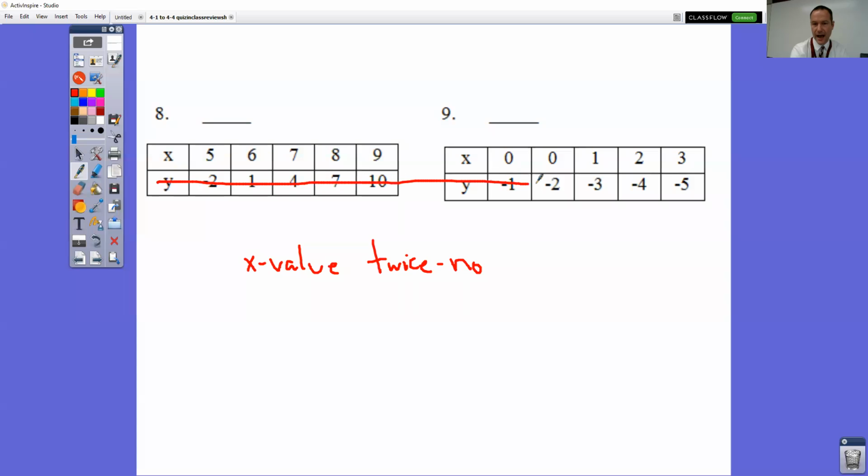So in these two, you're not looking at your Y values at all. All we're looking at are our X's. 5, 6, 7, 8, 9. All of them are different. So number eight is a yes. In question number nine, you have a 0 and a 0. You have two X values that are the same. Therefore, number nine is no. So that's what your first nine questions will look like on your quiz, just yeses and nos.